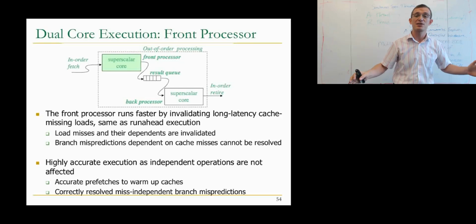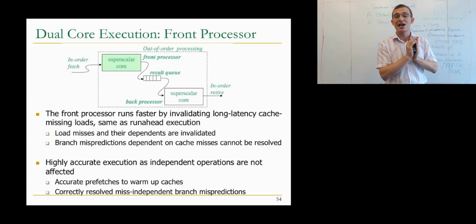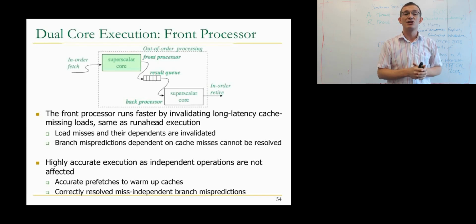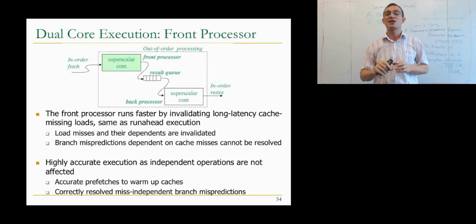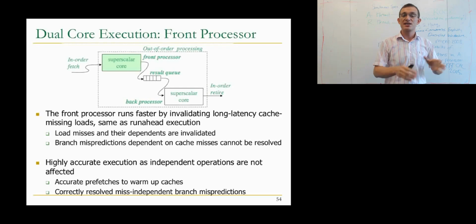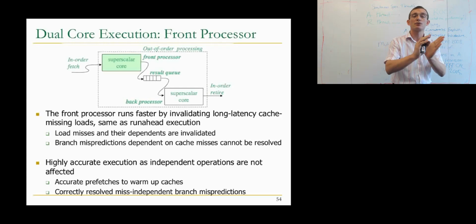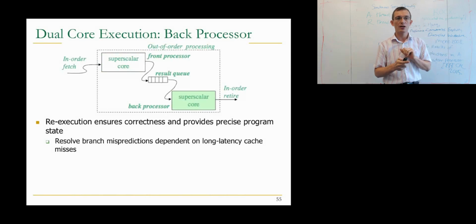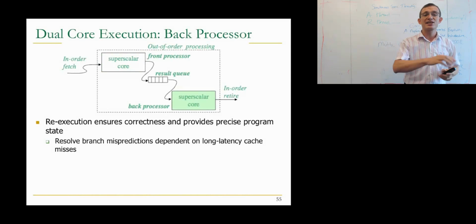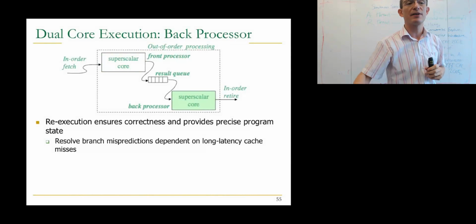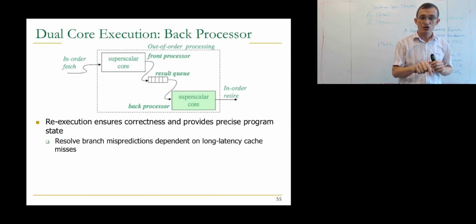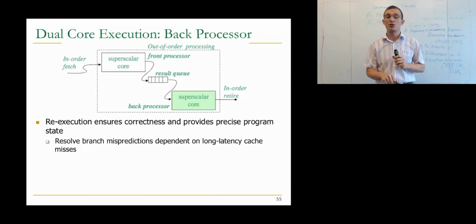So if there's a branch misprediction that's independent of a long latency cache miss whose data is not available, then these mispredictions can be resolved and communicated to the back processor through the result queue. Dependents, you don't want to stall on them. That's how the front processor gets ahead. Back processor, on the other hand, re-executes every single instruction that's coming from the front processor to ensure correctness and to provide precise program states.